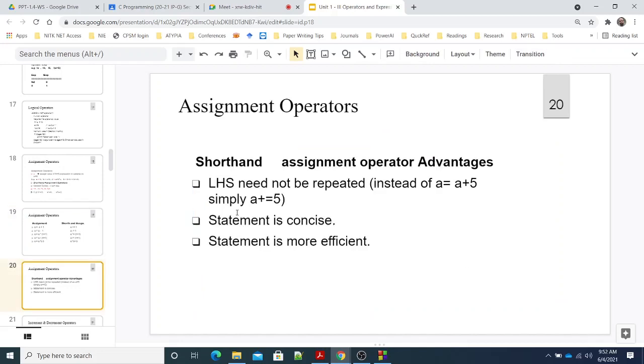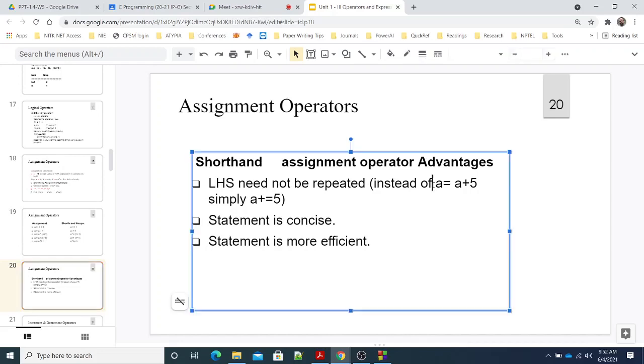Now why do we use them? There are some advantages actually. The LHS variable need not be repeated in the RHS expression. So a is equal to a plus 5, I can concisely write it as a plus equal to 5. The statement is concise. And the statement is more efficient.